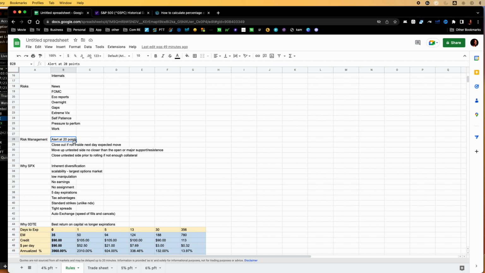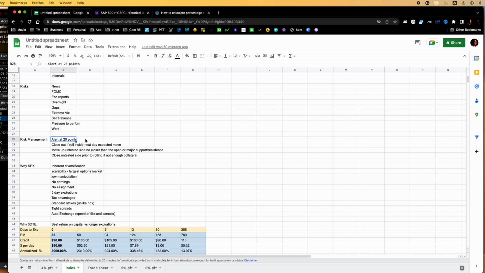I set an alert 20 points away from my short strikes, so that I can go do other stuff until I get that alert. 20 points gives me enough time and enough distance to make a decision without having to feel rushed. I can go and set up several different trades, see what that's going to look like, and then make a decision as far as what I want to do. So alert, that's a big thing.